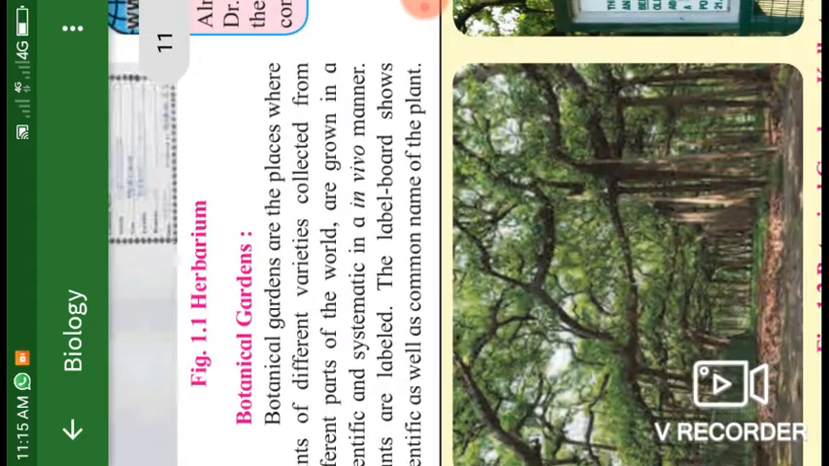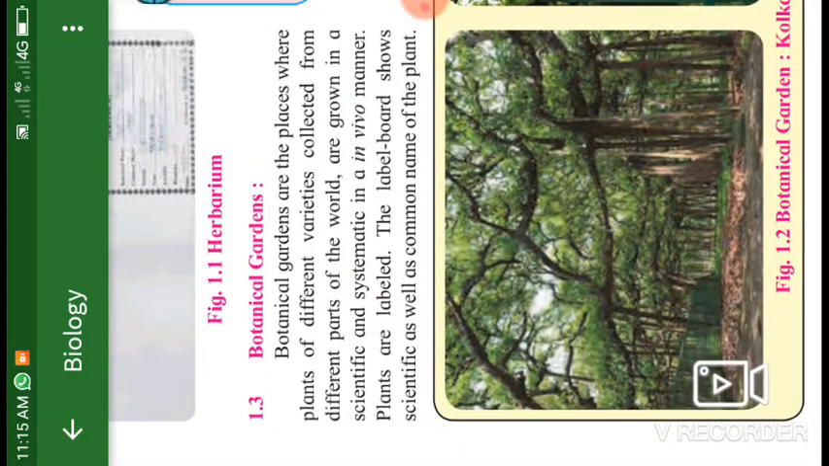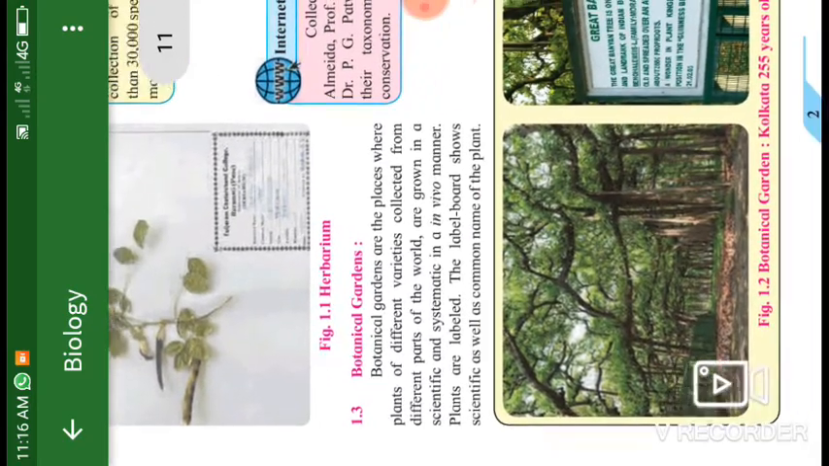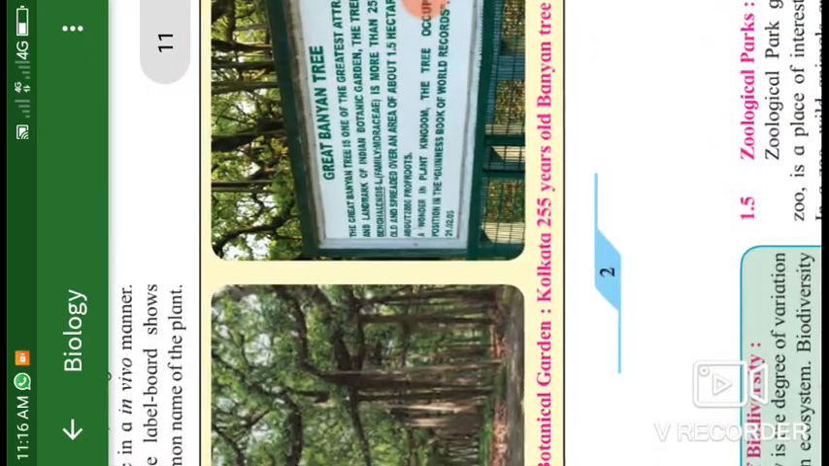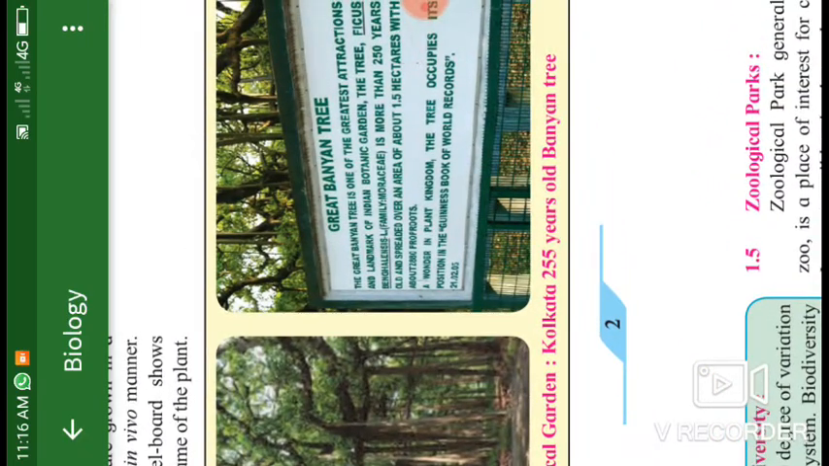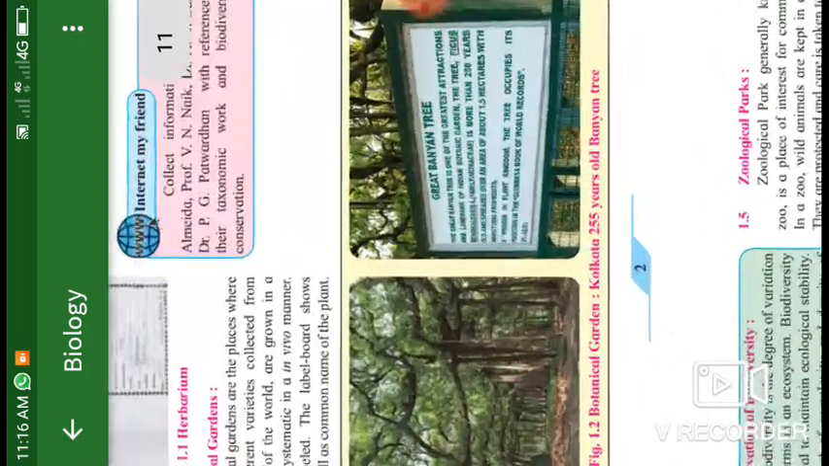Botanical garden. Botanical gardens are places where plants of different varieties collected from different parts of the world are grown in a scientific and systematic manner. The plants are labeled. The label board shows the scientific as well as the common name of the plants. So this is the botanical garden of Kolkata, having a 225-year-old banyan tree preserved there.